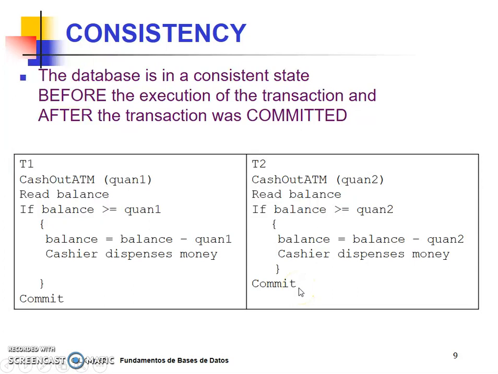And that is incorrect because you lost this transaction. The final balance should have been 800, and it is 900. So now the database is not in a consistent state. So we need to make sure that that doesn't happen.